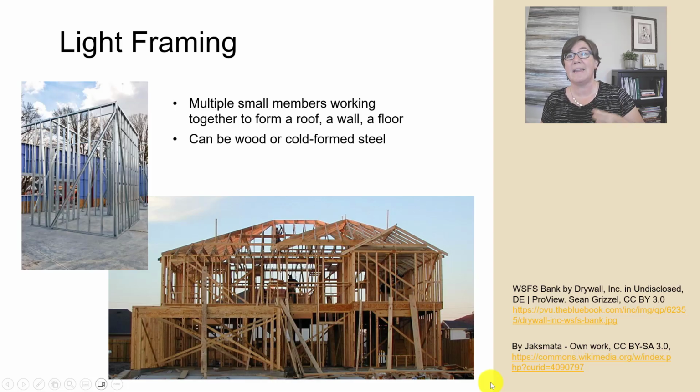Let's move over to the light framing side. We're going to spend most of our time studying this light framing system in the rest of the course because it's the most commonly used system for residences here in the US. The characteristic of a light framing system is that multiple, much smaller members all work together to form a structural component, whether it be a roof, a wall, or a floor. It can be made out of wood, which is really common, or steel studs, which is cold formed steel.